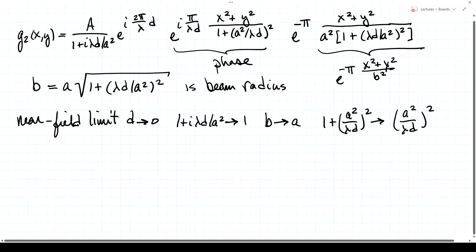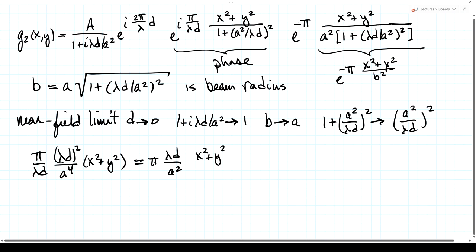Now, let's look at this phase here, and we'll leave off the i, so just everything after the i. So we're going to have pi over lambda d, and then with this approximation, this is going to be the inverse of this term, so that's going to be lambda d quantity squared over a squared, squared, or a to the fourth, and then times x squared plus y squared. And let's see, we can cancel one lambda d there and rewrite this as pi lambda d over a squared times x squared plus y squared over a squared. So we took one a squared and put it here with these terms and the other put it over with the x squared plus y squared.